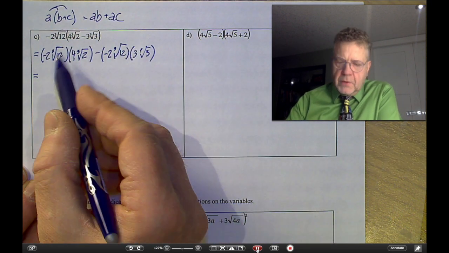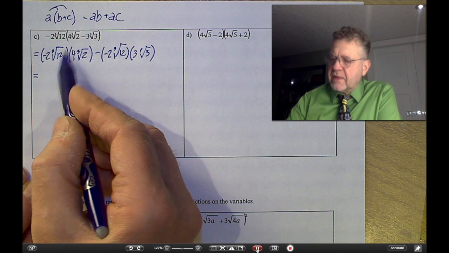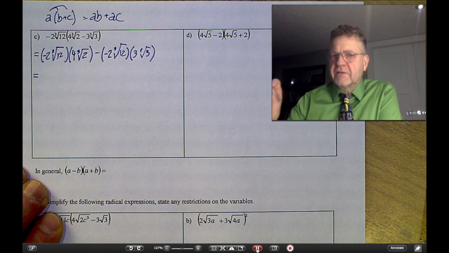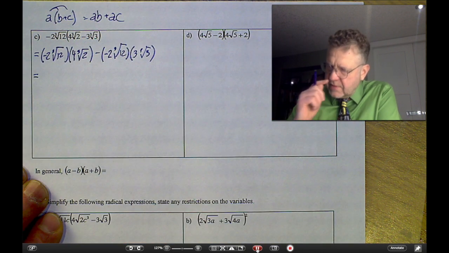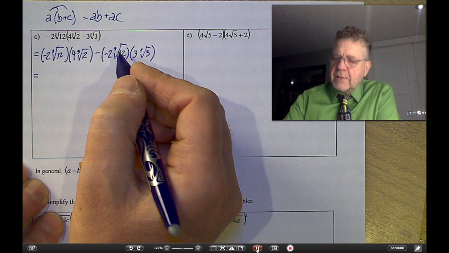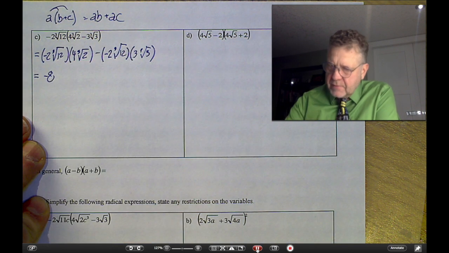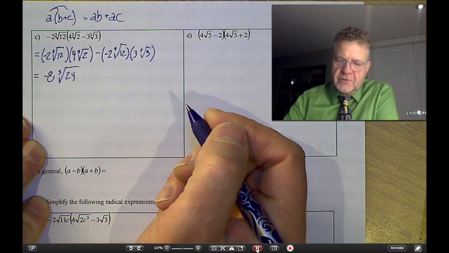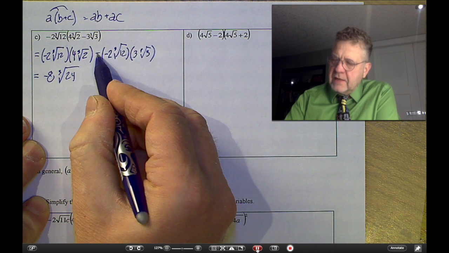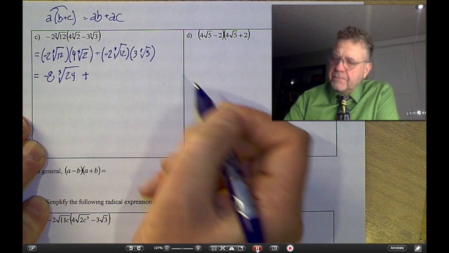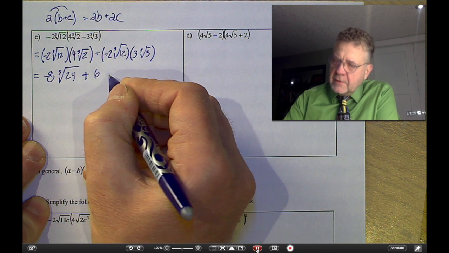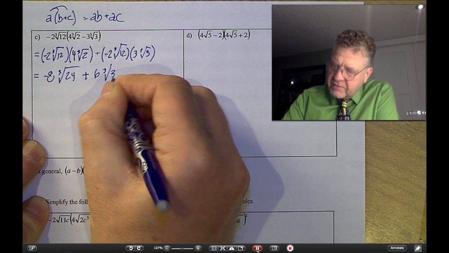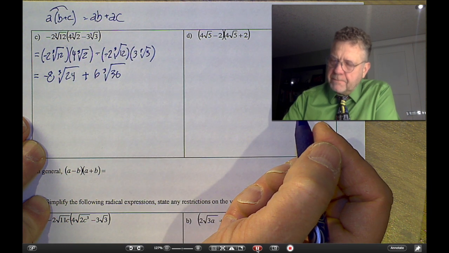All right, so what we do is we multiply these two terms and then we multiply these two terms as long as the root index is the same. And they are, it's both cubed. Everything's cubed, that's good. So -2 times 4 is -8 times the cube root of 12 times 2, which is 24, just like that. Now, minus a negative, it's going to turn into a positive. 2 times 3 is 6, times the cube root of 3 times 12, which is 36. Boom, just like that.